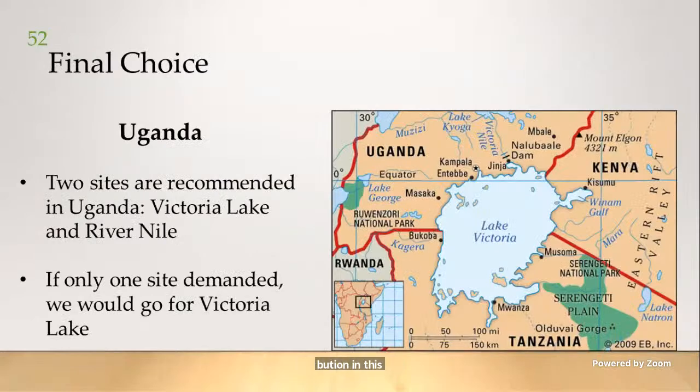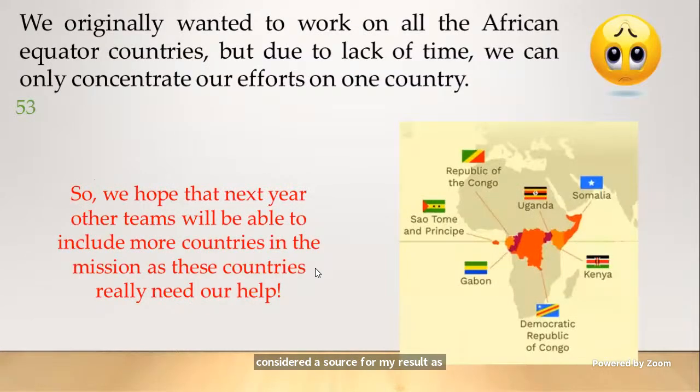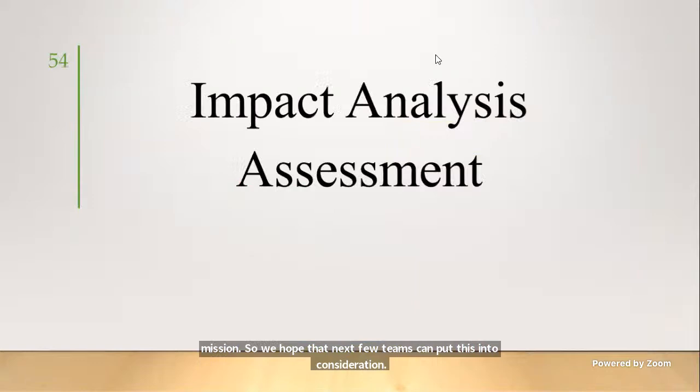Therefore, our final choice is Uganda, and we recommend monitoring in 2 sites, one in Lake Victoria and the other in the Nile River. But if we have to only choose one site, we can go for Lake Victoria because it's considered a source for the Nile River as well. Let's not forget that originally we wanted all African countries on the equatorial line to be involved in this mission. So we hope that next year teams can take this into consideration. Now the impact analysis with Karim Sami.